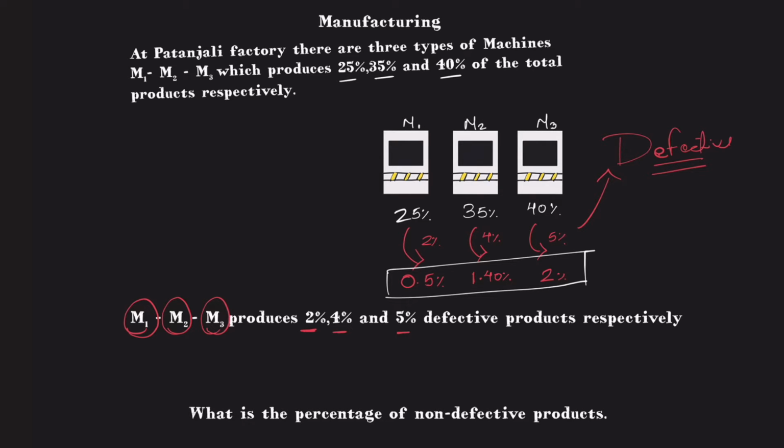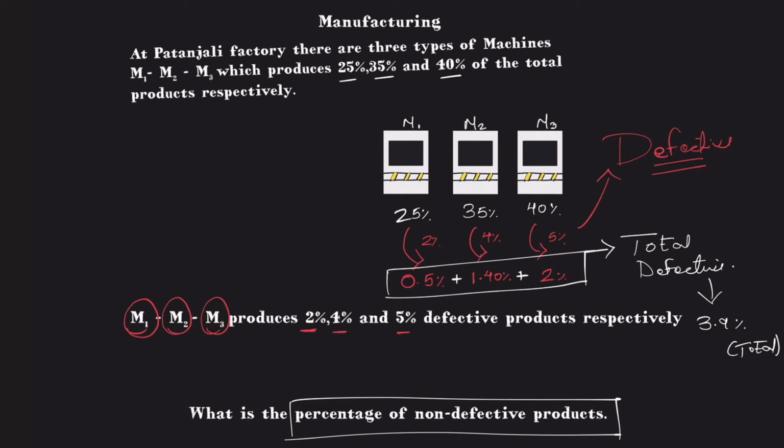So total in 100, if I add 40 plus 35 plus 25 in 100% product, how many percent are defective? Let's just check this, which is equal to 0.5 plus 1.4 plus 2. So the total percent of the product that are defective, if I consider 100%, would be 3.9. So 3.9% of the total 100% product are defective.